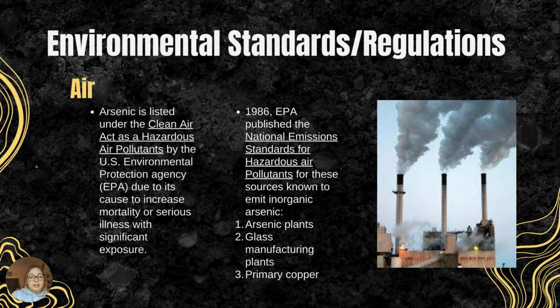In 1986, the EPA published the National Emissions Standards for Hazardous Air Pollutants for these sources known to emit inorganic arsenic, which are arsenic plants, glass manufacturing plants, and primary copper smelters.